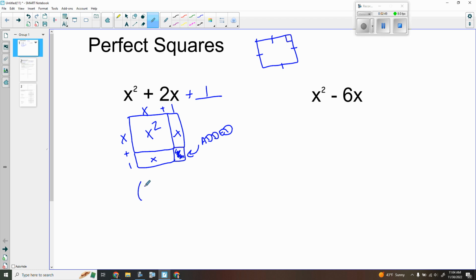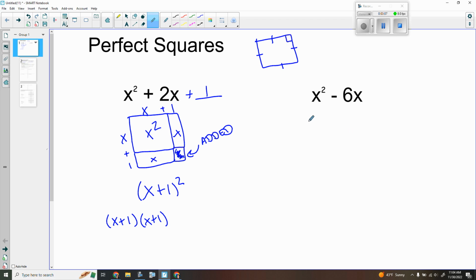As a perfect square, this is the quantity x plus 1 squared, because again, I could write this as x plus 1, the length, times the width of x plus 1. And since these two terms are the same, it's x plus 1 squared.